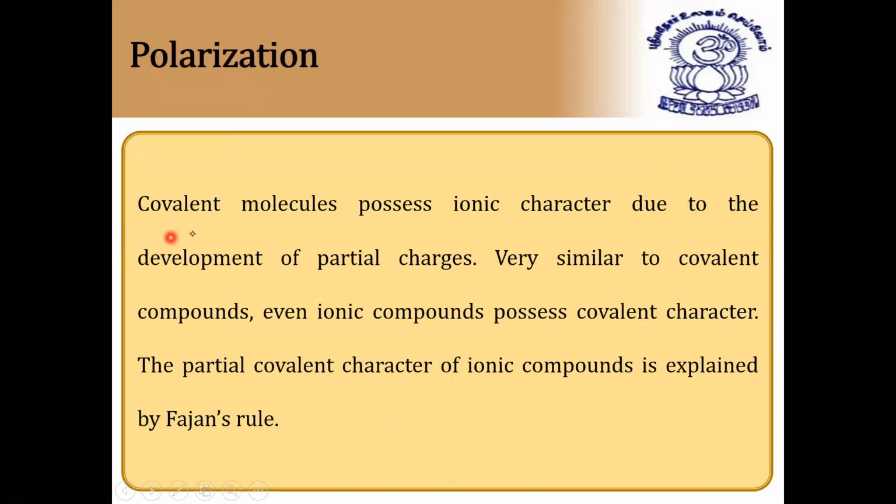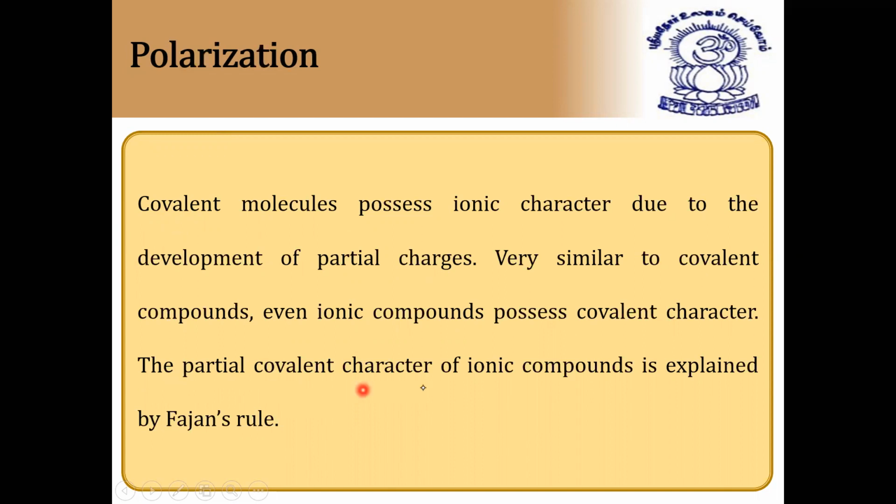What is polarization? The next property we have. What is polarization? Covalent molecules possess ionic character due to the development of partial charges. As we have already seen, in polar covalent molecules the sharing is unequal. They develop a partial positive charge as well as a partial negative charge. So these covalent molecules possess ionic character due to the development of partial charges. Very similar to covalent compounds, even ionic compounds possess covalent character also.